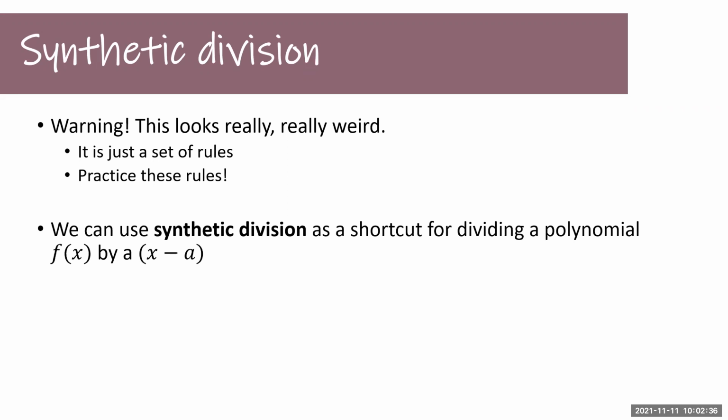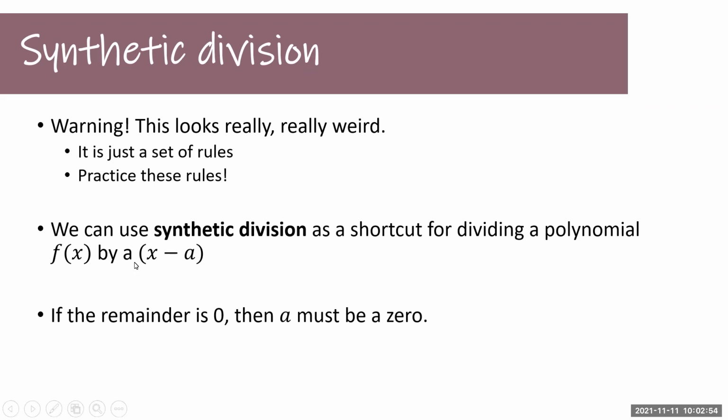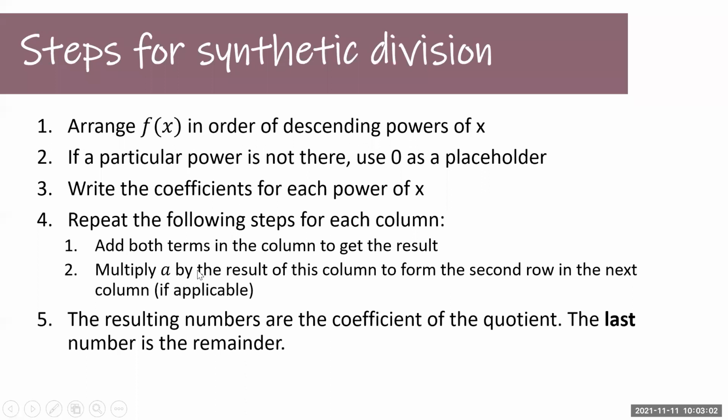So we use synthetic division as a shortcut for dividing a polynomial, f of x, so any polynomial function, by a factor x minus a. We're going to end up with a remainder term, and if that remainder is 0, then we know that a is a 0, or x minus a is a factor for the polynomial. So I'm going to give you the steps for synthetic division, and again, they look a little overwhelming, but we're going to practice and you're going to see how it works.